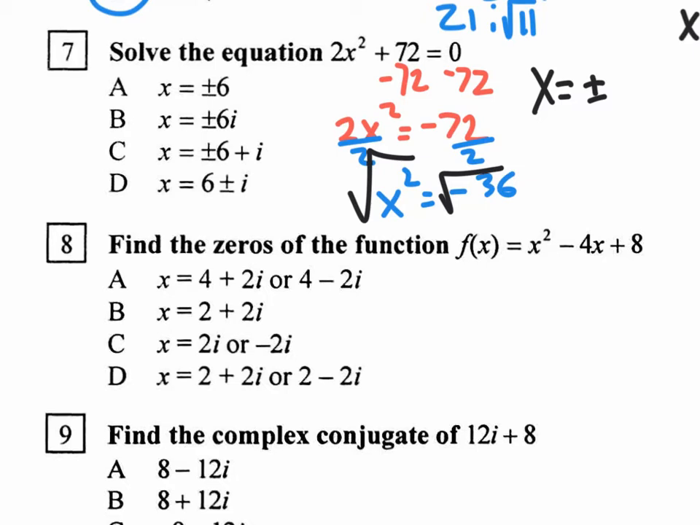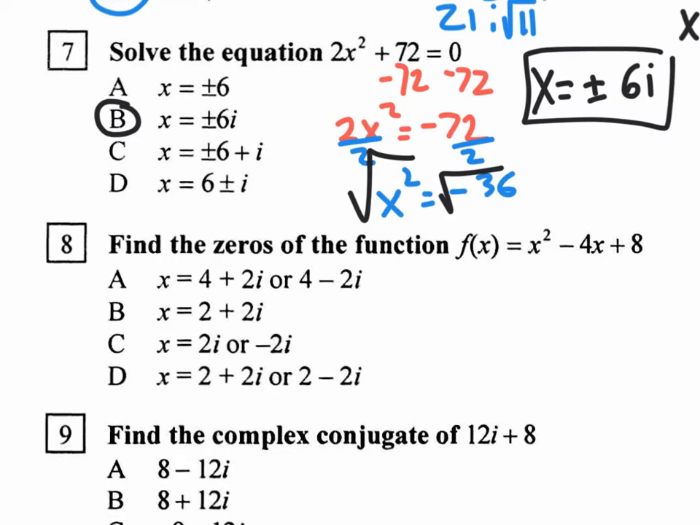And we just said that the negative sign becomes an i, and the square root of 36 becomes a 6. So you really have 6i as your answer right there. So x equals plus or minus 6i, which is option B.